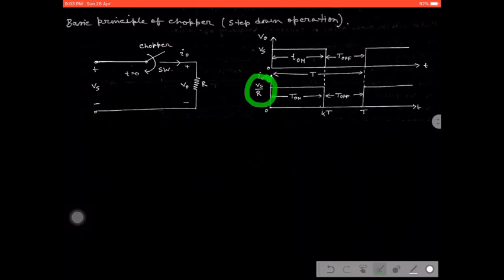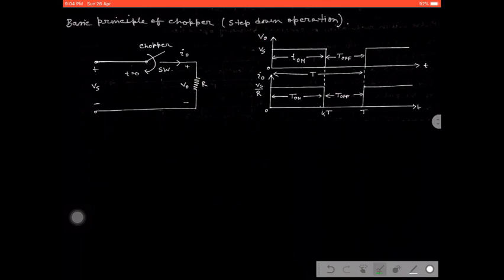When the switch is on, the current starts flowing from the source to the load in this way, and the voltage appearing across the load is Vs. And when the switch is off, no voltage appears across the load. That is why this is the waveform of the output voltage and current.